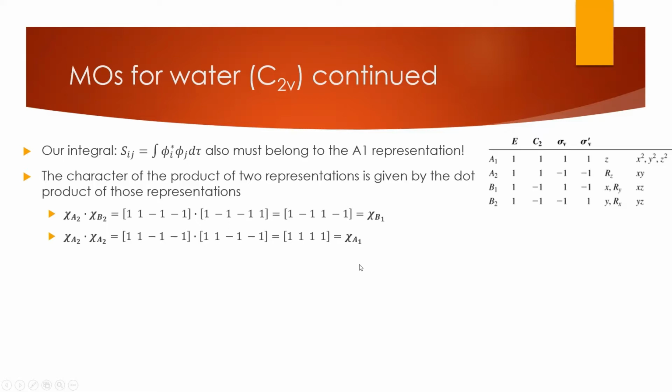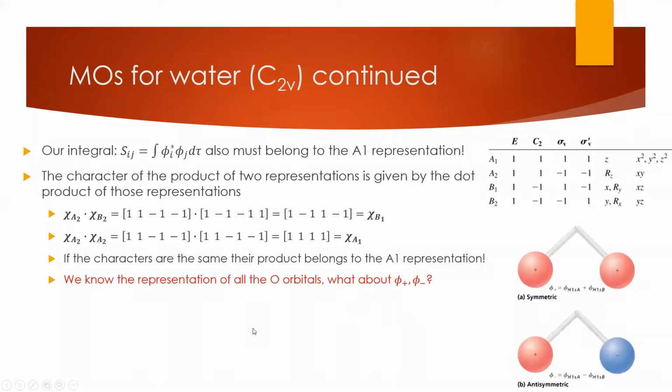And this is something general that we can show from group theory. So we have to have two characters that are the same in order to get the A1 representation. And remember, we're trying to get a constant, that overlap integral, which belongs to the A1 representation. So that means that the only things that could possibly overlap with our hydrogen atom orbitals have to belong to the same representation as them.